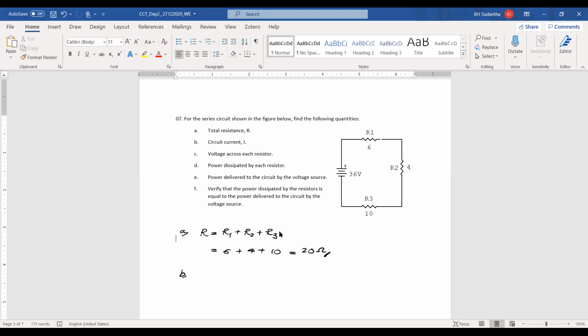Then we can find the current I going through the circuit. All the resistors have the same current because it's a series circuit. Then we can find I by dividing V by R. V is 36 volts and resistance is 20 ohms. Okay, then 36 divided by 20 is 1.8 amperes.